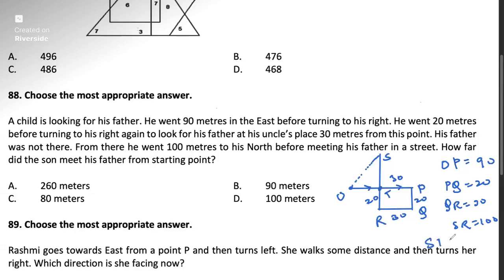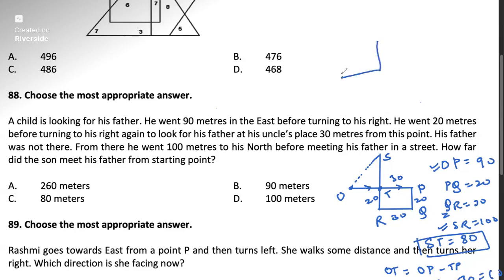Which means ST is how much? 80, right? 100 minus 20. ST is SR minus RT, and RT is PQ. Yes or no, guys? Yes, sir. Why are others silent? How much is OT? OT is OP minus TP. OP is initially 90. TP is equal to QR, which is 30. So OT is 60.